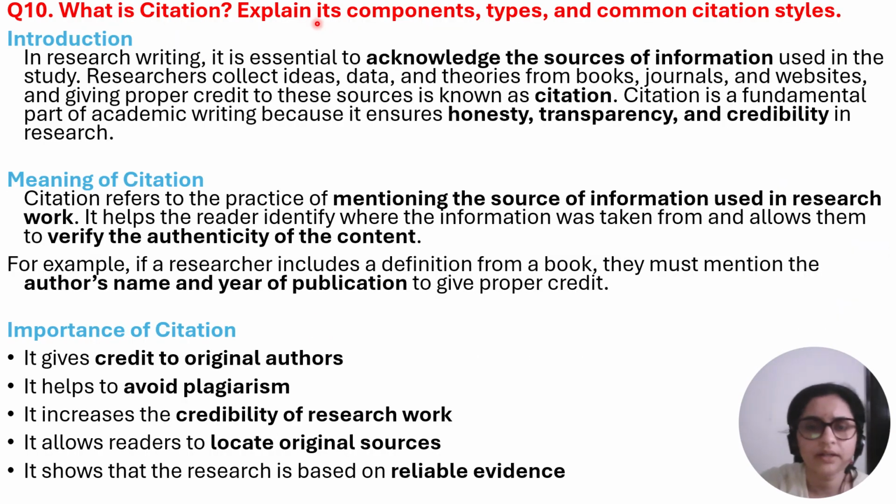What is citation? Explain its components, types, and common citation styles. So, in research writing, it is essential to acknowledge the source of information. Very, very important. You have to acknowledge wherever you have got the information. Researchers generally collect ideas, data, and theory from books, journals, and websites. And the researcher should give proper credit to these sources. This credit giving is known as citation.